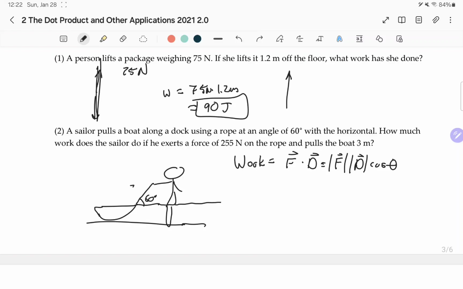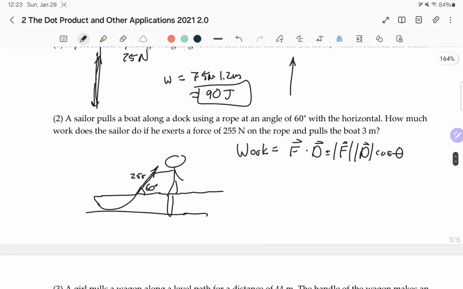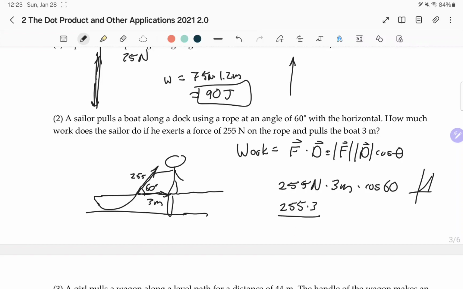We know that he exerts 255 newtons of force, and the exertion is always done at the angle that it's happening. So that's the magnitude. Then we multiply it by the distance that it gets pulled, which is 3 meters, times cosine 60, which is 1/2. So we have 255 times 3 over 2 joules, and that's our answer. I'm just going to calculate that on the calculator real quick.